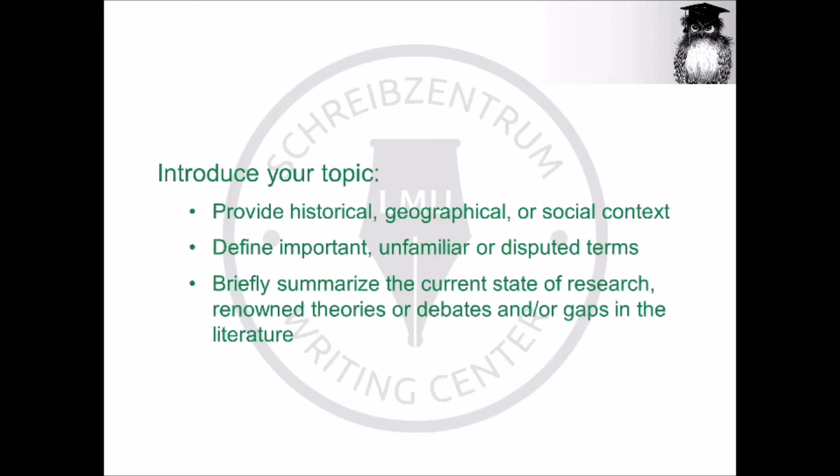Depending on the focus of your paper, you should provide historical, geographical or social context, define important, unfamiliar or disputed terms, and briefly summarize the current state of research, renowned theories or debates, and gaps in the literature. Letting your reader know what your essay is about also means that you should establish a clear frame within which you will approach your topic.